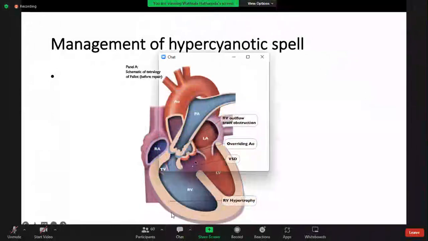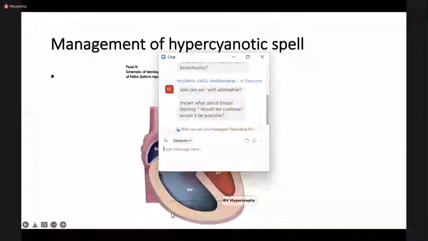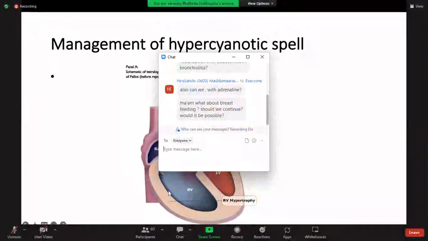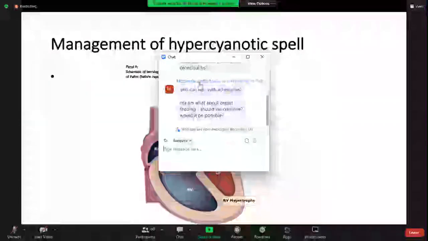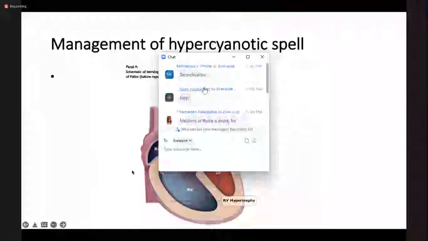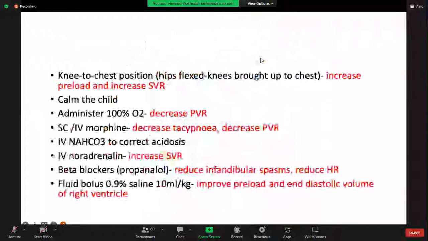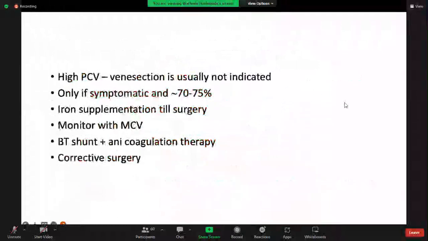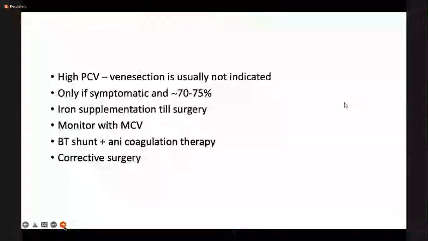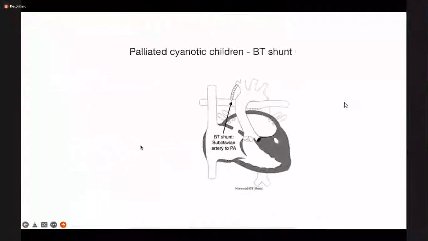So we are going to close the VSD and we are going to open up the pulmonary artery. But in a small heart, it's not feasible because of the anatomical deficiencies. So what we do is we take a temporary measure. So what do you call that surgery? We put a BT shunt. Yes, so we put a temporary shunt.